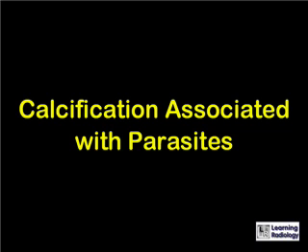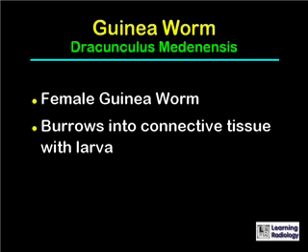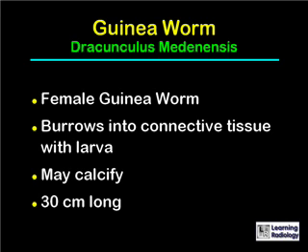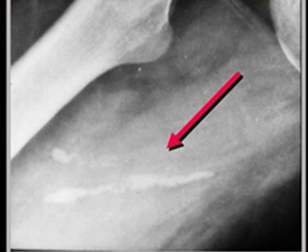Calcification associated with parasites. This is not going to be very common in the United States, but there can be calcification associated with the guinea worm, Dracunculus medinensis. It's usually the female guinea worm. It burrows into connective tissue with its larva, and it can calcify. It can achieve remarkable lengths, and this is an example of a calcified guinea worm in the proximal portion of the upper thigh.